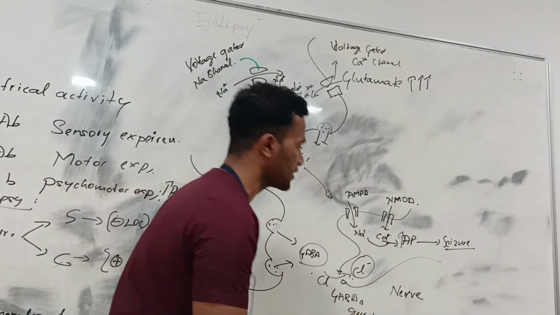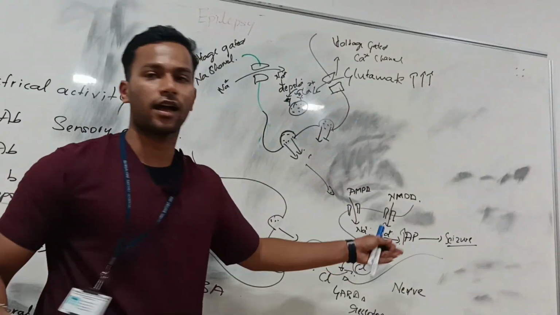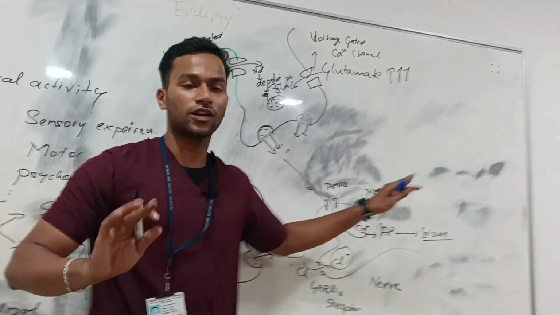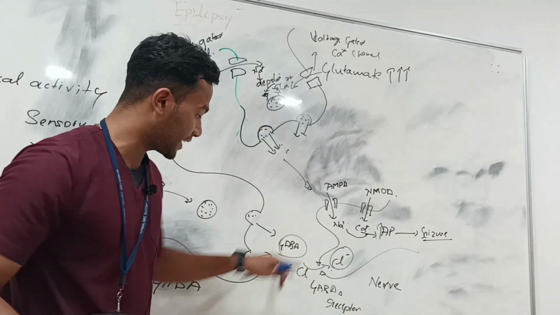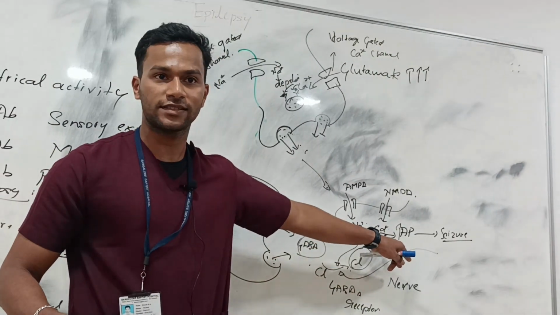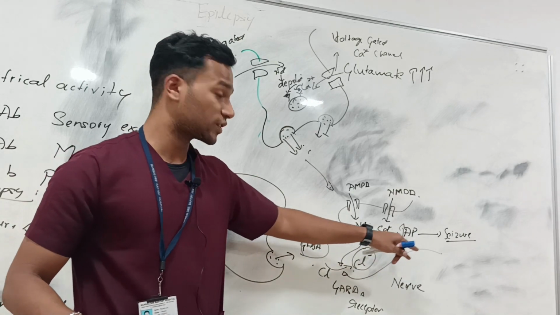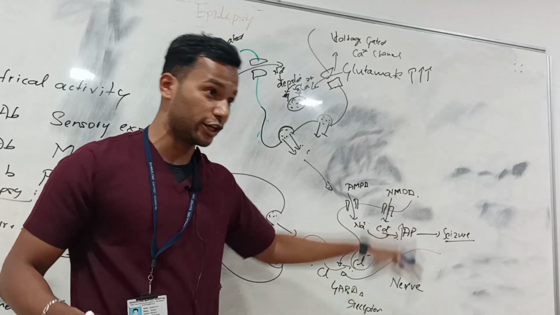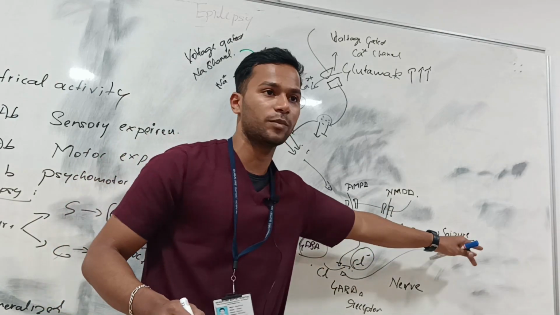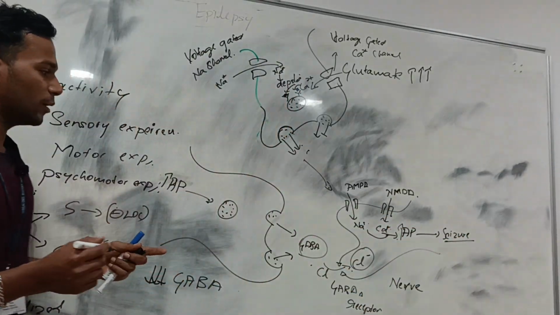When there is a repolarization, there will be a decreased action potential. That is the normal condition. When there are decreased GABA levels, there will be decreased entry of chloride into the nerve, due to which the action potential is not reduced. So it will go up, the abnormal action potential, due to which there will be seizure. This is the normal mechanism.